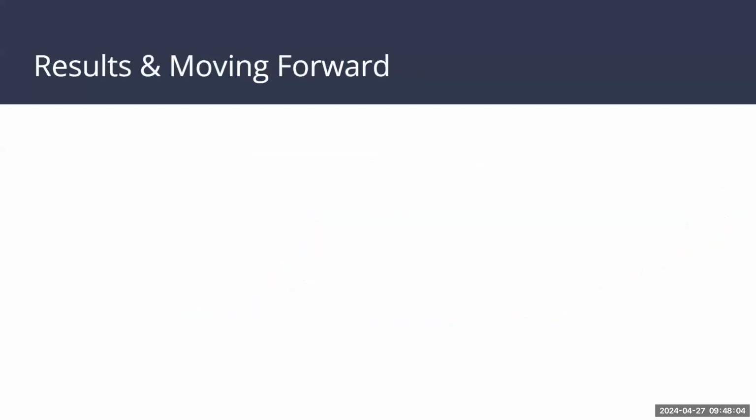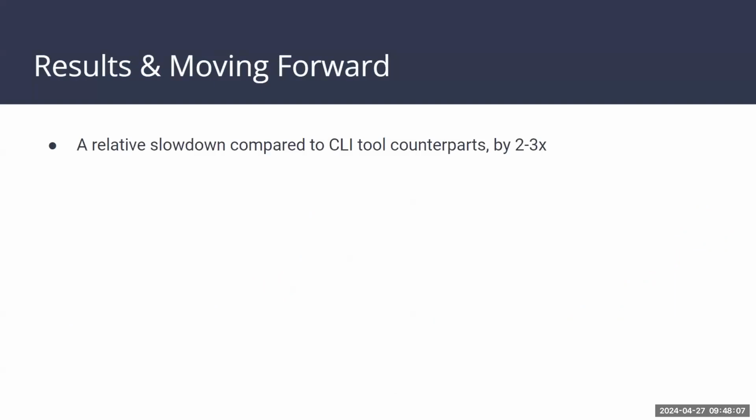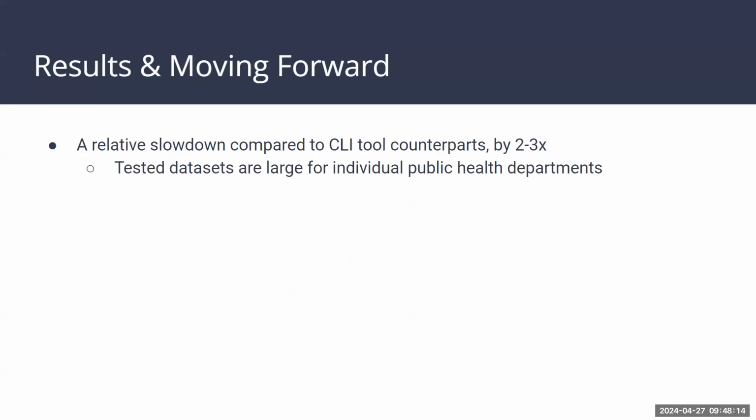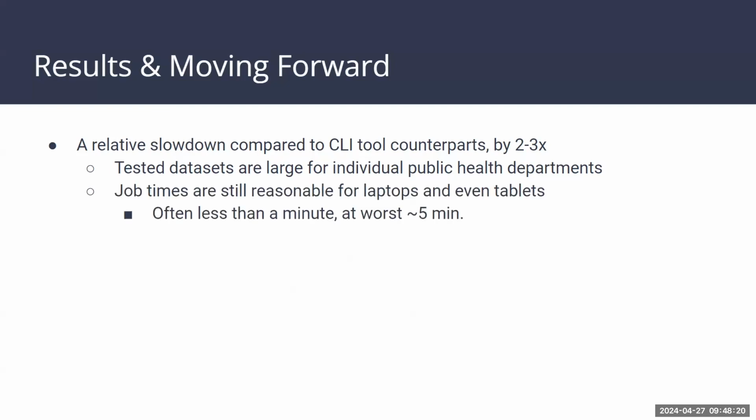And so for results, we see that there's a relative slowdown compared to the command line by maybe 2 to 3 times at worst. But it's good to note that these tested data sets are large for even individual public health departments. And these job times are still reasonable for even laptops and tablets. They're often less than a minute, and at worst, around 5 minutes. And we think it's a worthwhile trade-off to have the general use and accessibility of these web apps as compared to the command line interfaces.